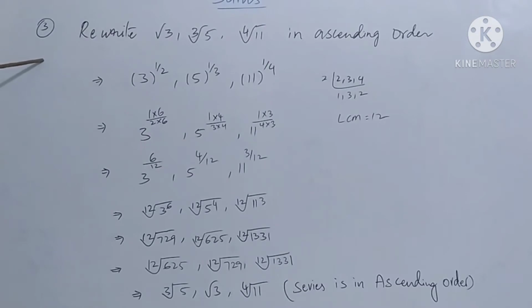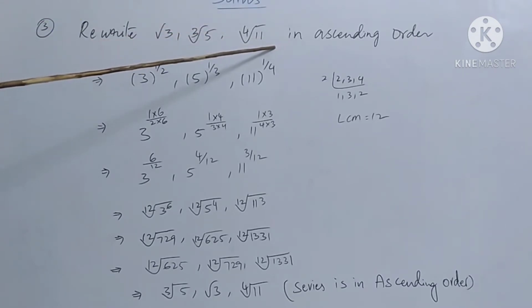Third question. Write the given irrationals in ascending order. Here the order is different. Here the order is 2, here the order is 3, here the order is 4. So our problem: rewrite root 3, cube root of 5, 4th root of 11 in ascending order.